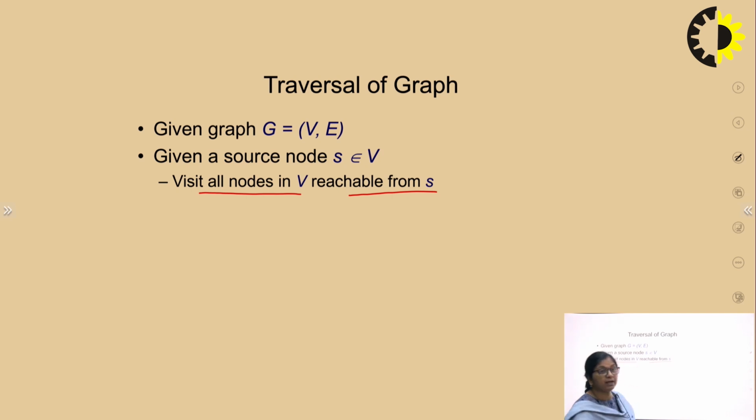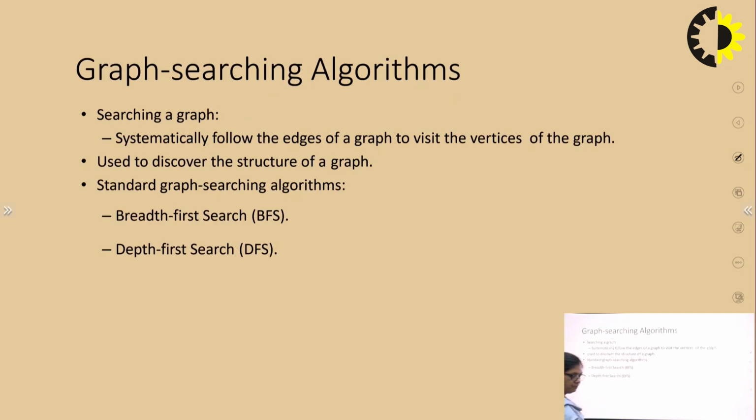So the two methods are BFS and DFS. We are searching a graph. What does it mean? We need to systematically follow the edges of the graph to visit the vertices. From where do we have to start? From the starting vertex, that is the source vertex.